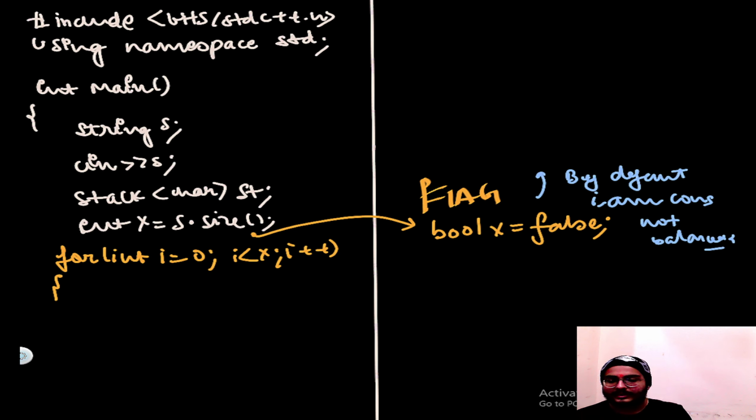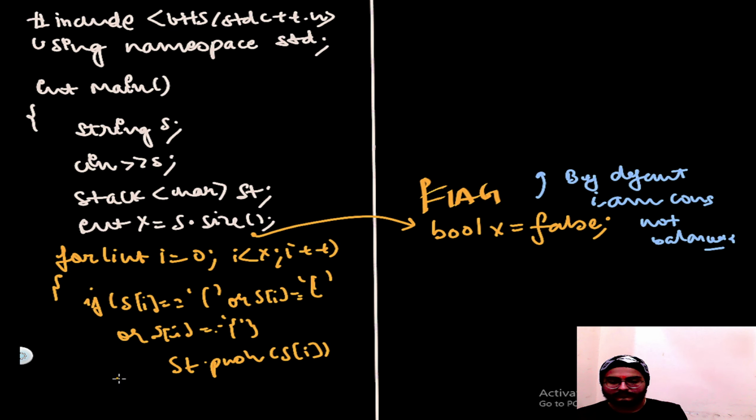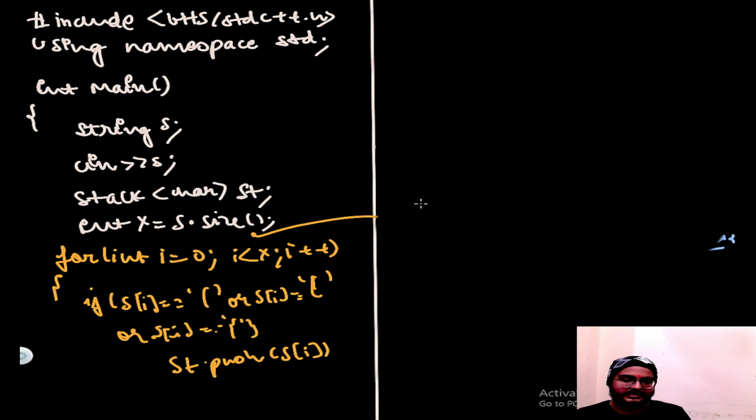Now let's run the loop, and if s of i is equal to this, or this, or this, then we will push, st.push(s[i]). Okay, we will push it, but for the pop condition we want to check it. We want to check once. Let me just write it over here.